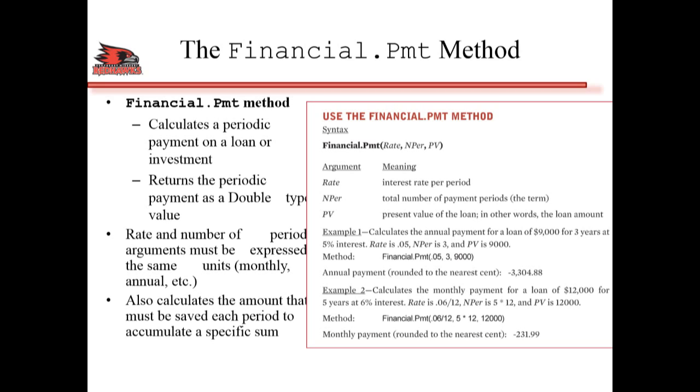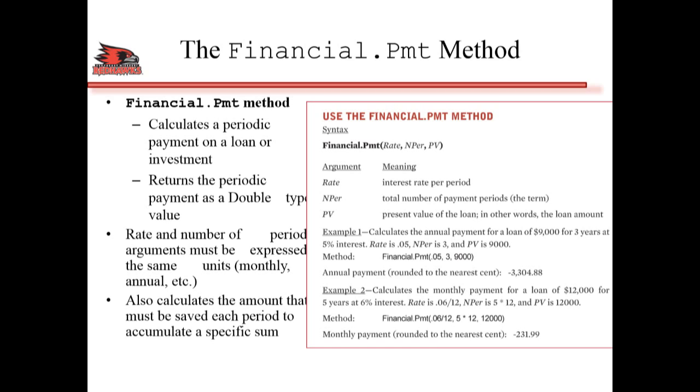Basically, it's a line of code where you have three arguments: the interest rate per period, which by default is a yearly interest rate; the number of total payment periods, or the total number of terms, by default yearly; and then your present value of your loan, or otherwise your loan amount or your investment. It returns the periodic payment as a double type value. Depending on if you want to see the yearly or the monthly payment, you put in the rate and the number of terms.